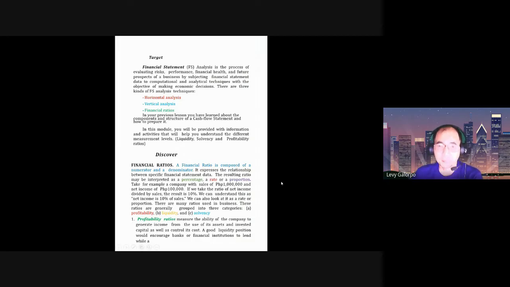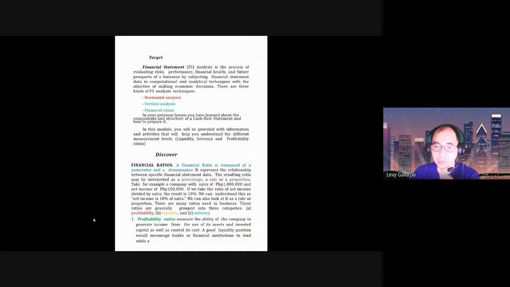Let's look at the first one, profitability ratio. It measures the ability of the company to generate income from the use of its assets and invested capital as well as control its cost. Generate income from the use of assets and capital, and also controlling our costs.